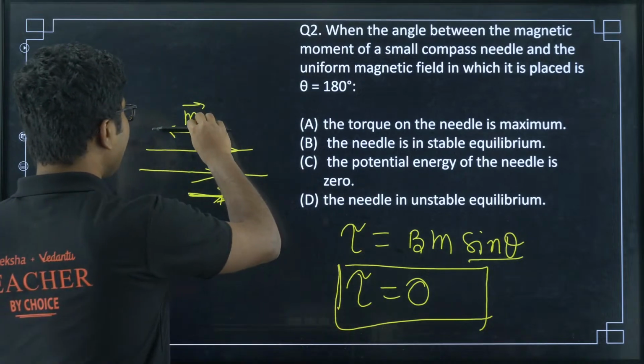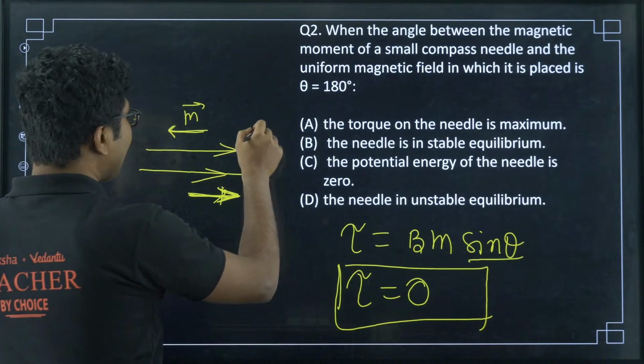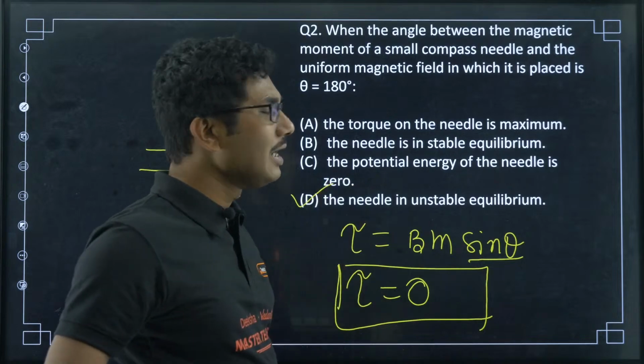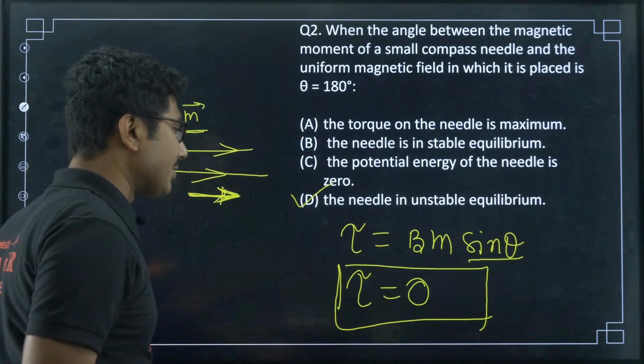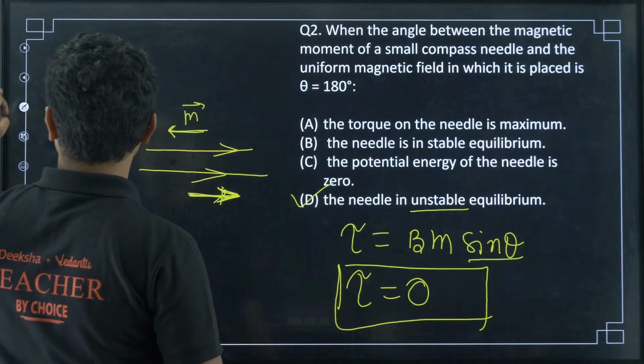Why unstable equilibrium? If you try to move it, as soon as you move the needle, it will try to align itself in the direction of the magnetic field. So the needle is in unstable equilibrium, sorry. So this is the correct answer. Option 2D is the correct answer.